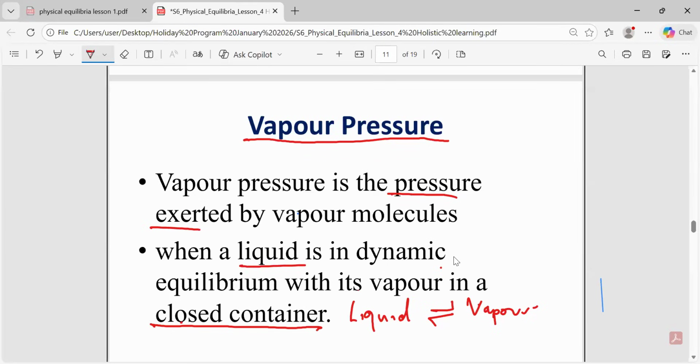And when we say something is dynamic, meaning it is continuous. It is not static. It is not constant. It is continuous, meaning if it is liquid and vapor, the liquid is changing to vapor as also vapor is coming back to the liquid, but they have reached the equilibrium point. So that is the one we call the vapor pressure.